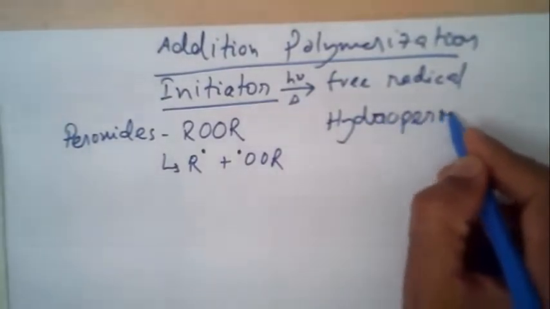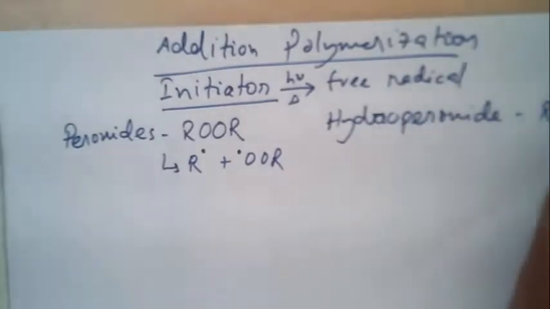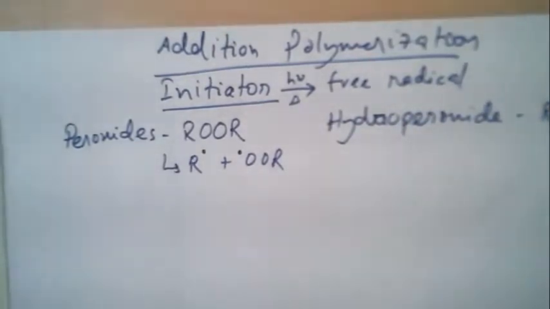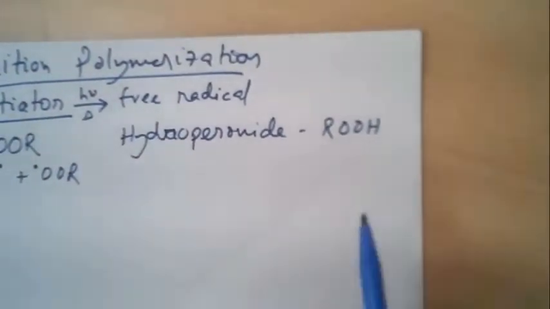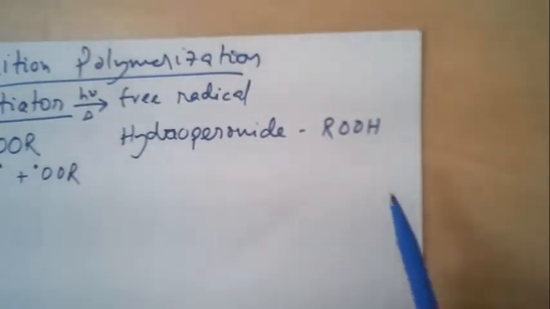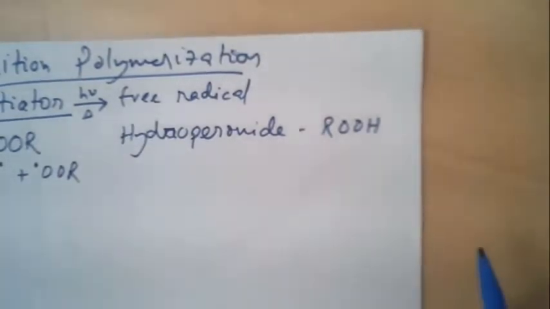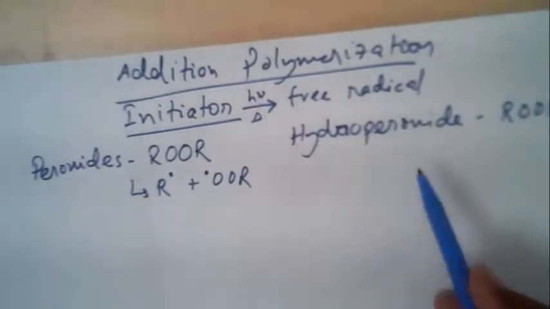Another is hydroperoxide. This looks like this, ROOH. This R is an alkyl group. It's mainly an alkyl group in peroxide and hydroperoxide.